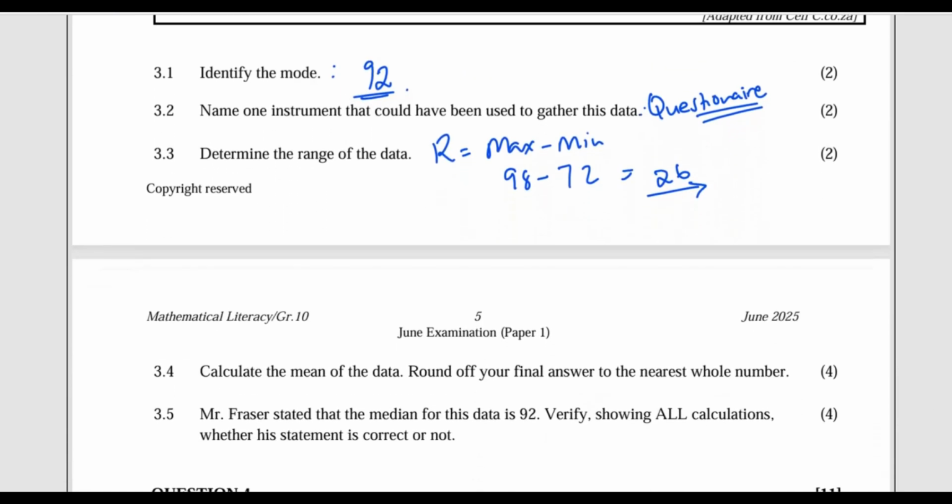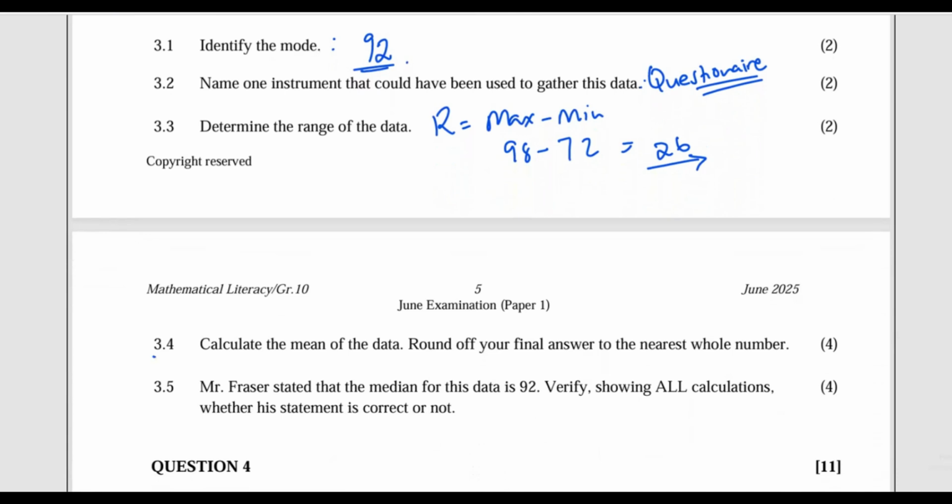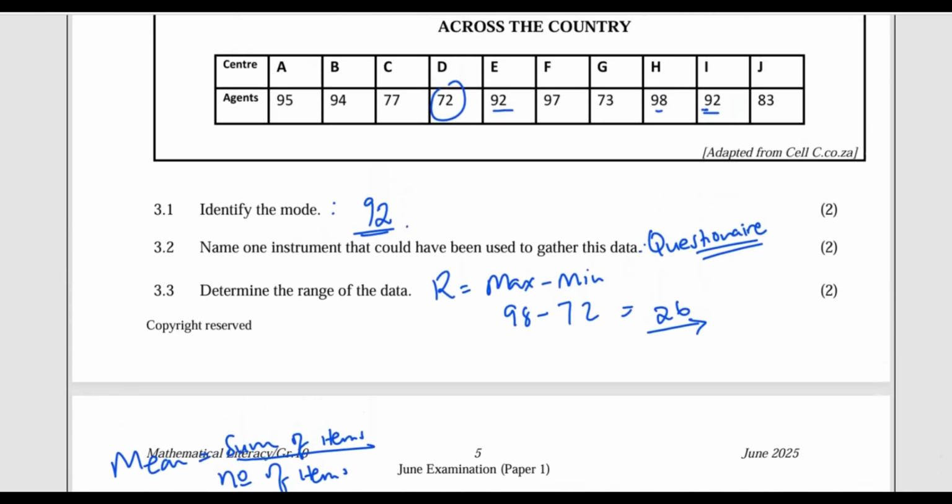And then 3.4, they want us to calculate the mean. So for us to get the mean, you must get the sum of all the items and divide it by the number of all the items, meaning that we're going to add all these numbers together. So it's 1, 2, 3, 4, 5, 6, 7, 8, 9, and then we're going to divide by 10.